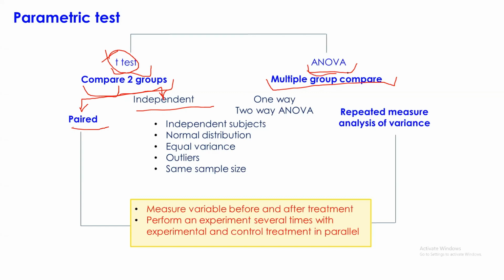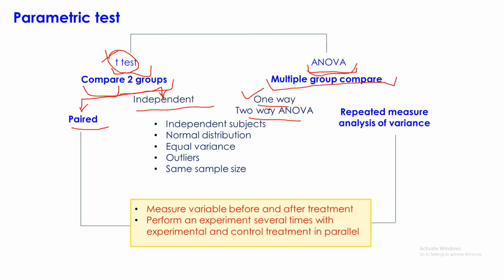But before that, ANOVA also has two options. One is that you perform a normal ANOVA, either one way or two way. One way means you have only one factor. Two way means that you have two or more factors.